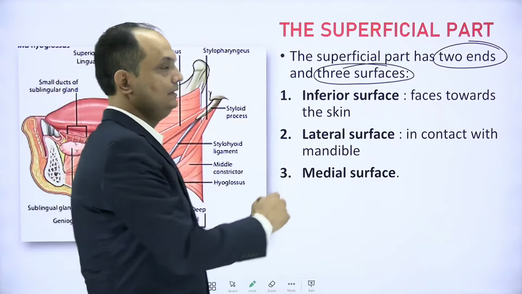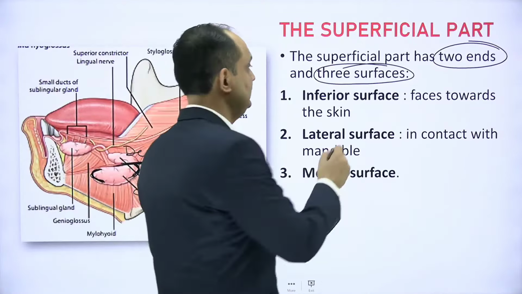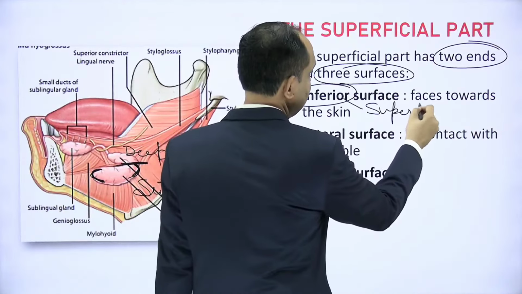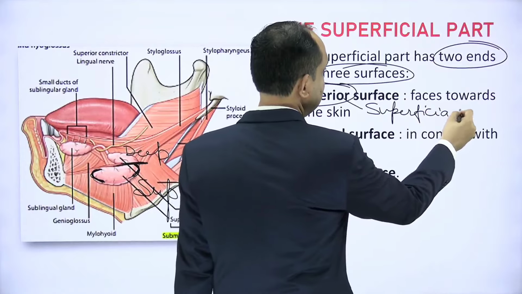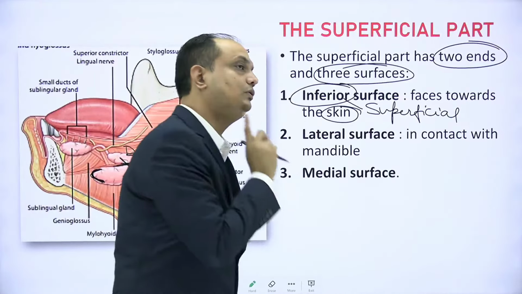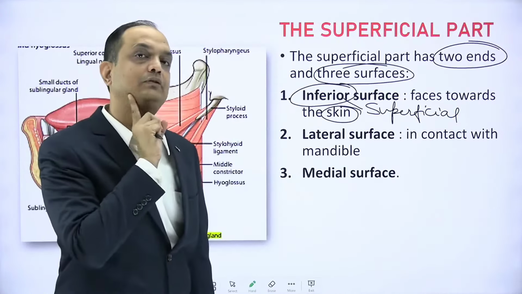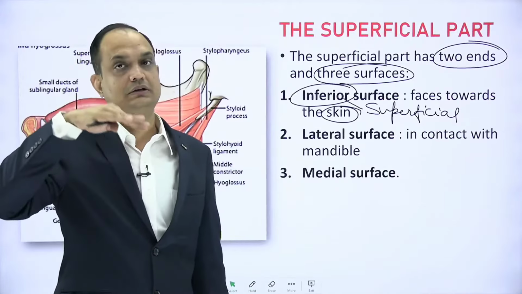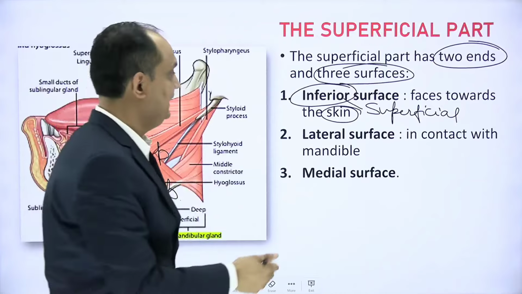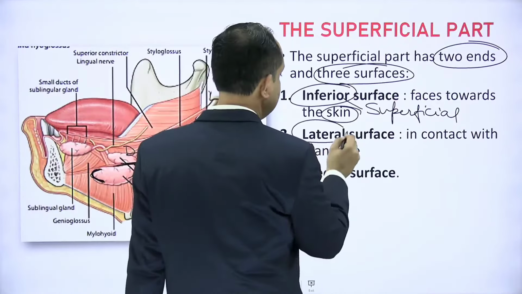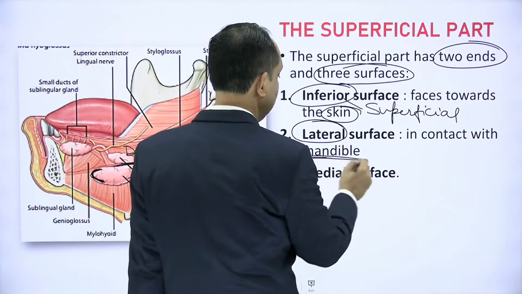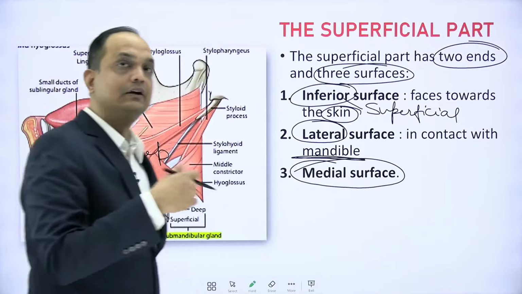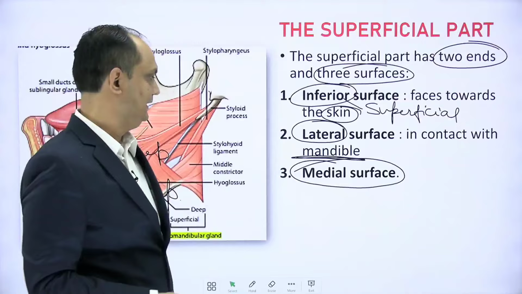Now when you see the surfaces, it has the inferior surface. The inferior surface is also known as the superficial surface, and this surface faces towards the skin. So the surface facing the skin is known as the inferior surface or the superficial surface. Then you have the lateral surface, which is in contact with the bone, that is the mandible, and the medial surface which faces towards the midline.